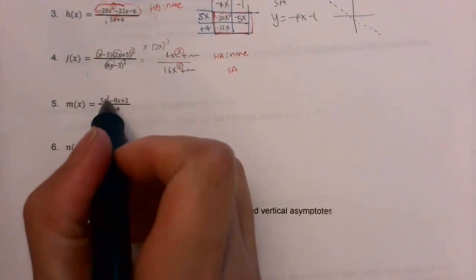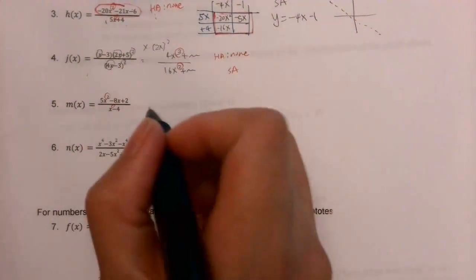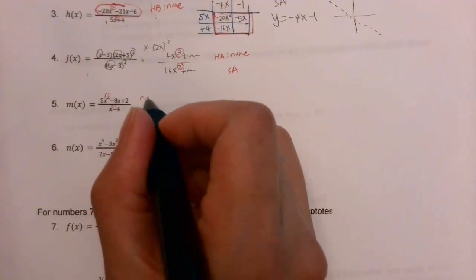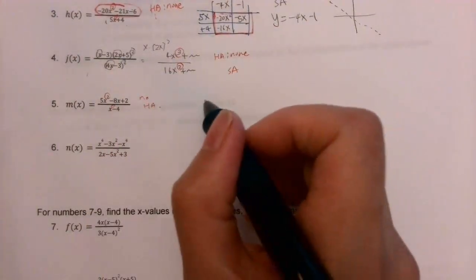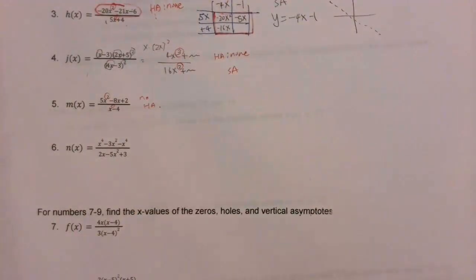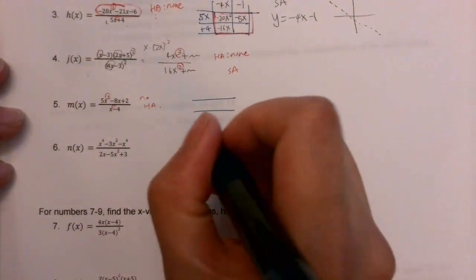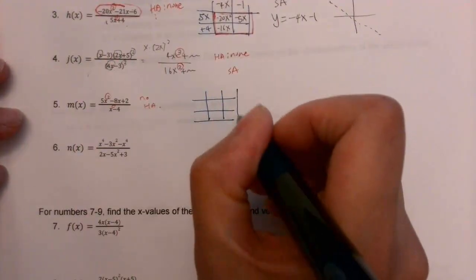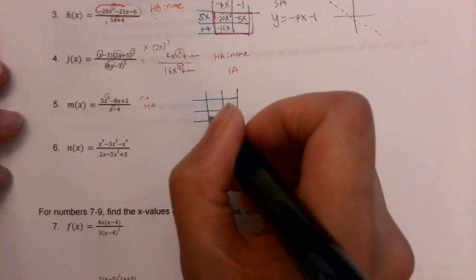Number 5, keep going. Degree of the top 2, degree of the bottom 1. It's top heavy, so it's going to have no horizontal asymptote again. We're going to have a slant asymptote, so let's do the division. Just like number 3, we're going to use a box method. If I struggle with the box method, I'll probably pause this video. Make sure you try this one first.